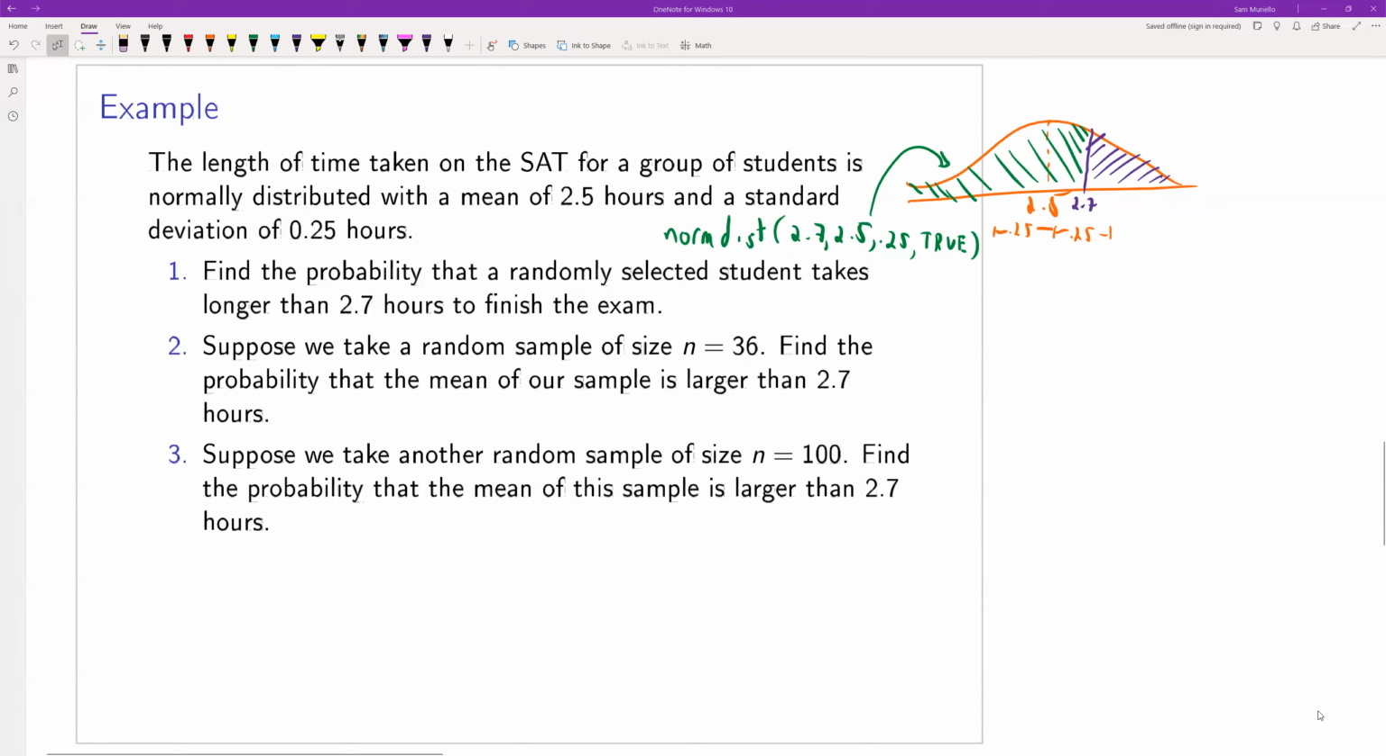I'll plug this into Google Sheets on the side real fast. And it gives us 0.788 for this part. Which means that the part we're actually looking for is going to be 1 minus 0.788, which is going to be 0.212.